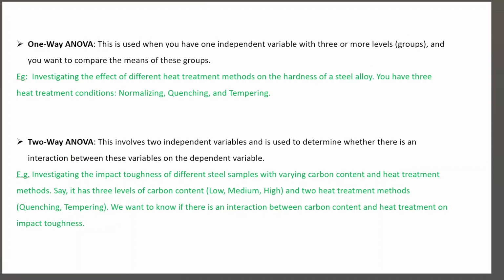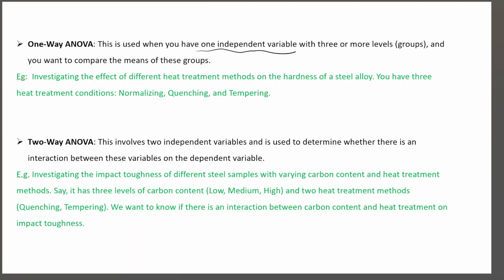ANOVA tests are generally classified under two types: one-way ANOVA test and two-way ANOVA test. The one-way ANOVA test is used when you have one independent variable. Let me take an example: investigating the effect of heat treatment methods on the hardness of an alloy steel. If we have three different heat treatment conditions, like normalizing, quenching, and tempering, how they influence mechanical properties such as hardness.